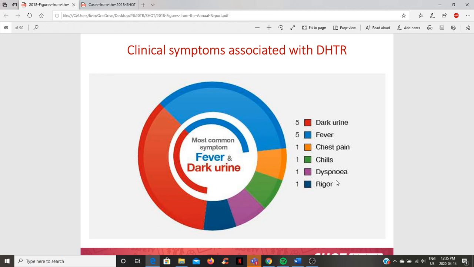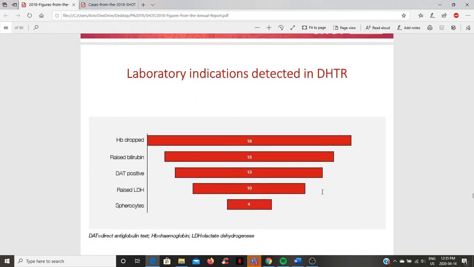So those are clinical symptoms, and I hope that connects with why we look for those things in a transfusion reaction investigation, right? Fever is important. A change in that immediate onset of dark urine is important.